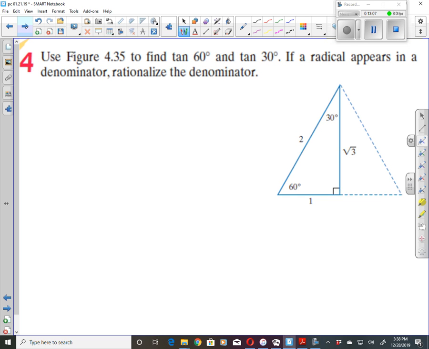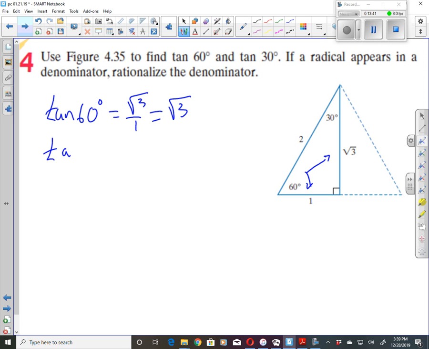Use the figure to find the tangent of 60, tangent of 30. If a radical appears in the denominator, rationalize the denominator. We've done that already, but let's go ahead and take a look at this. So the tangent of 60 degrees, right, is going to be the side opposite over the side adjacent, which is the square root of 3 over 1, or just simply the square root of 3.